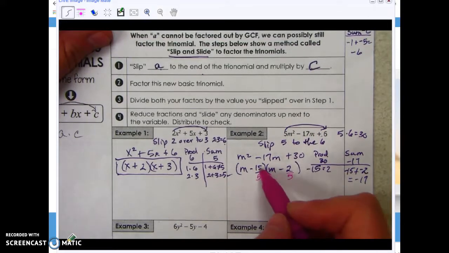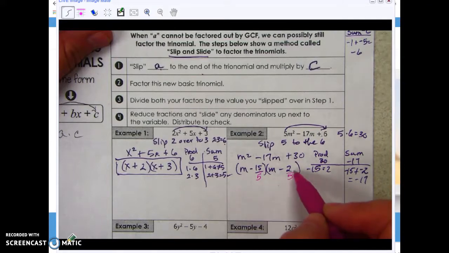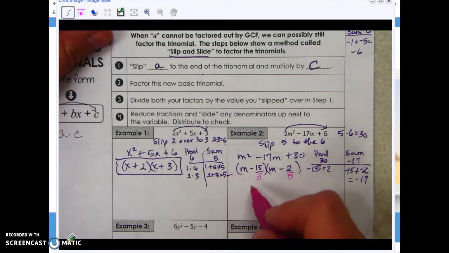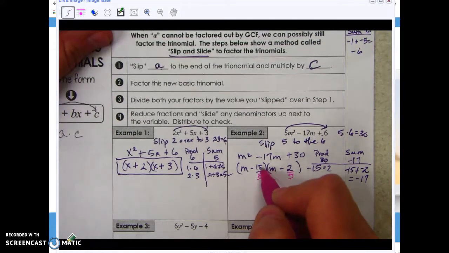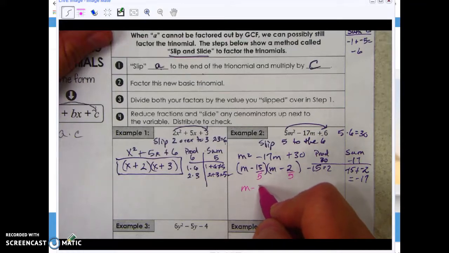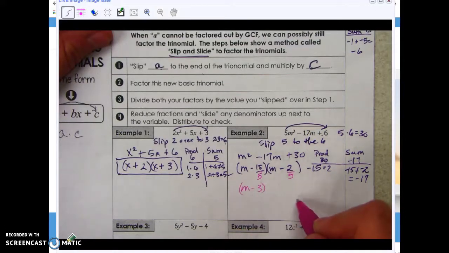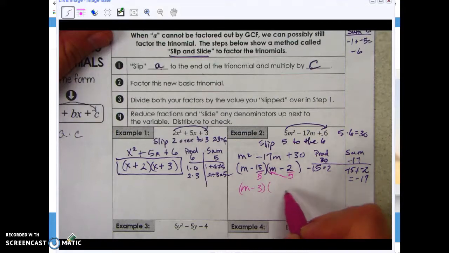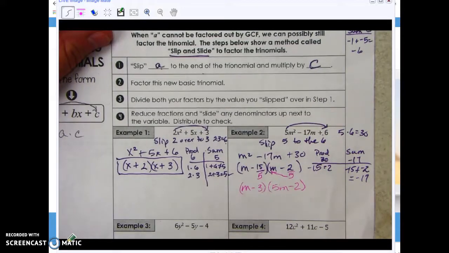Then I reduce. So my next factoring line down will be these numbers reduced. So that's going to be 3. 15 divided by 5 is 3, so m minus 3. There's one of my factors. Then, because this does not reduce to an integer, I slide that 5 over in front of the m. 5m minus 2. And there's my factored form.